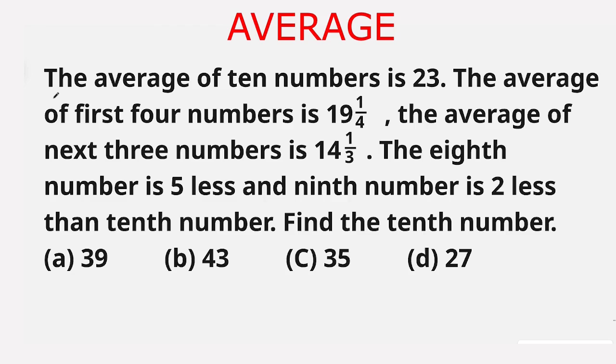Our question is, the average of 10 numbers is 23. The average of first 4 numbers is 19 whole and 1 upon 4. The average of next 3 numbers is 14 whole and 1 upon 3. The 8th number is 5 less and 9th number is 2 less than 10th number. Find the 10th number. The given options are option A 39, option B 43, option C 35, option D 27.